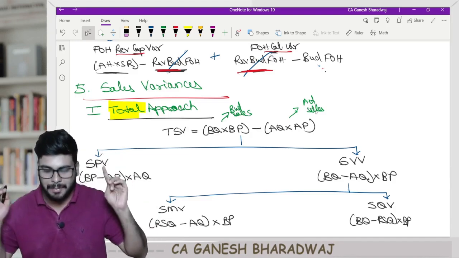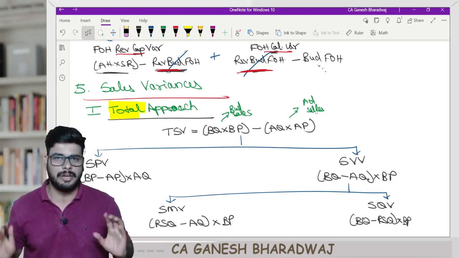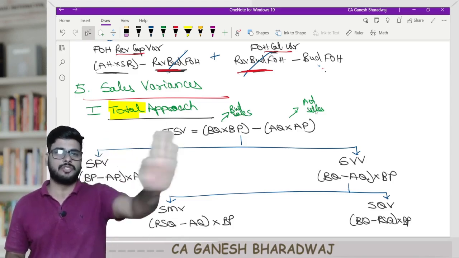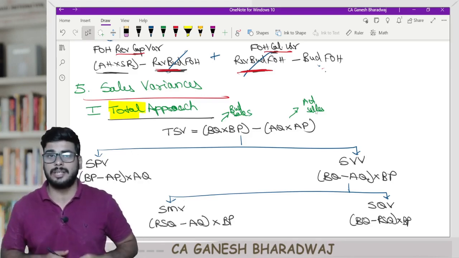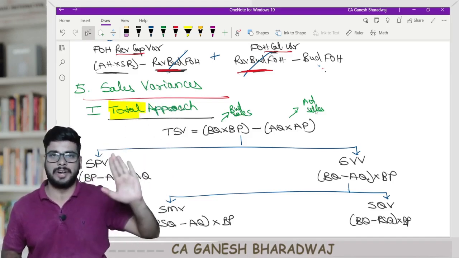Now again remember, there is no concept of standard sales when it comes to sales. Are you clear? When it comes to sales, there is no concept of standard. Why? See, I am planning to sell so many units, and I have actually sold so many units. There can only be budget and actual. You can't have something called standard, unlike the variable cost side variances like your material, labor and variable overhead. Are you clear with this?